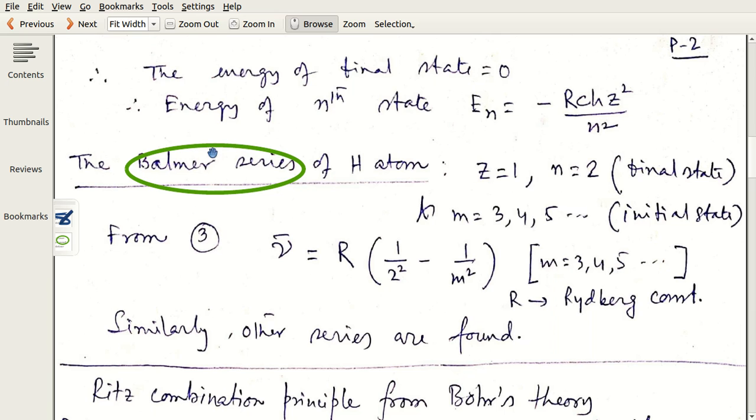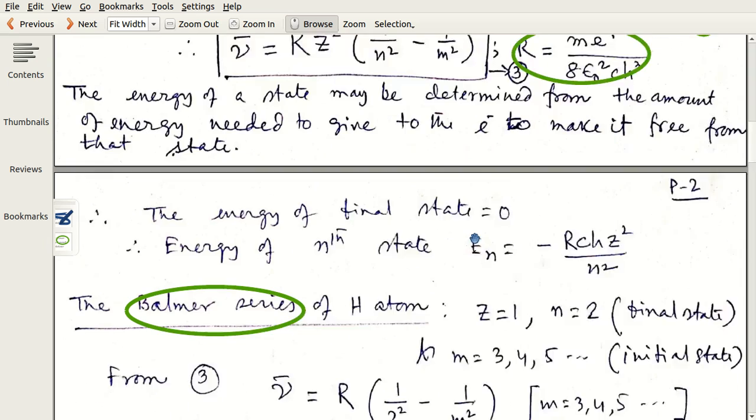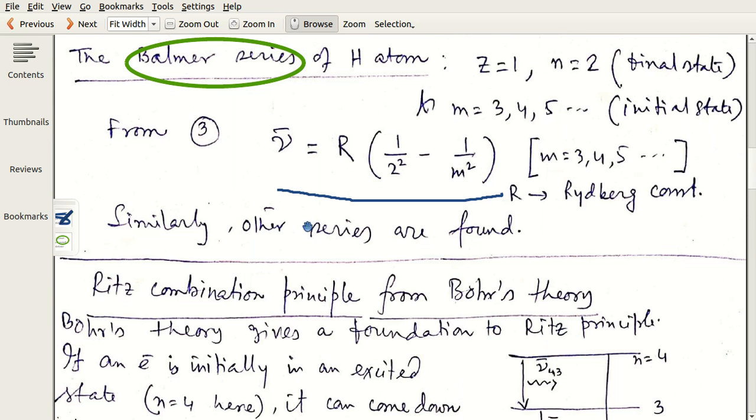And the Balmer series, as for example, we see that for atomic hydrogen, if you put Z equals 1, n equals 2, that means the final state with quantum number 2, and the initial state, that means the m values are 3, 4, 5, etc. higher. See the diagram here again, n equals 2 and m is higher than 2 for the Balmer series. So you obtain the Balmer series here. This is the Balmer series, where you see 1 by 2 square, that means the final state, and 1 by m square, m is the higher states and R is the Rydberg constant, Z equals 1. Similarly, other series are found. You can do it easily on your own.